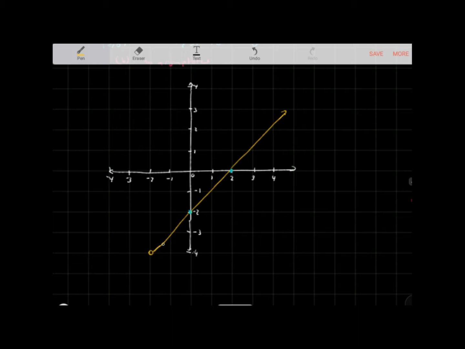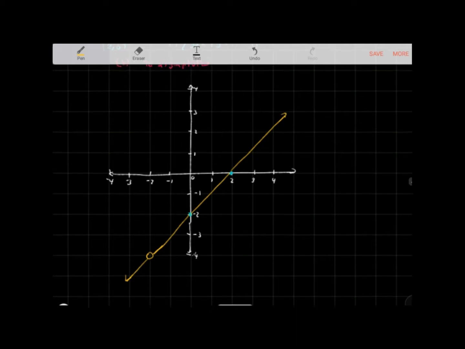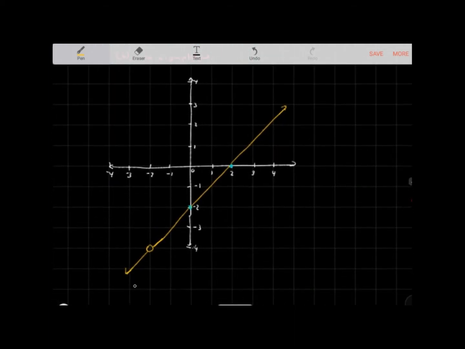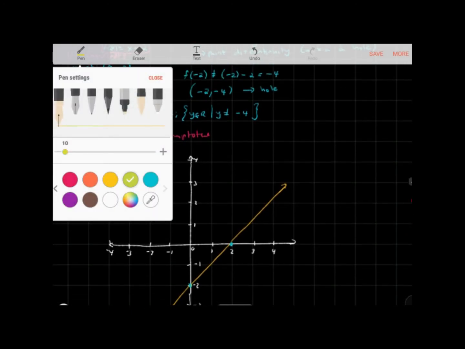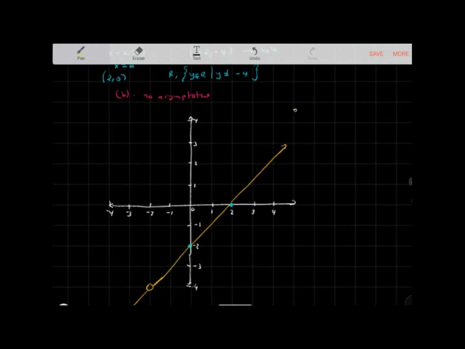Do you see that? This is a missing point, so that's how we can represent a hole. We just do an open circle here. I think I overly exaggerated it, but we have this missing circle here, and that represents a hole. Beyond that, it will look like a linear function, and that's what our graph will look like. So it's pretty straightforward. Last thing we want to do here, let's describe our end behaviors.